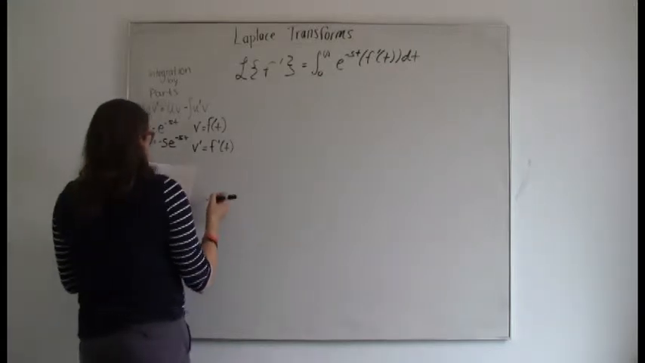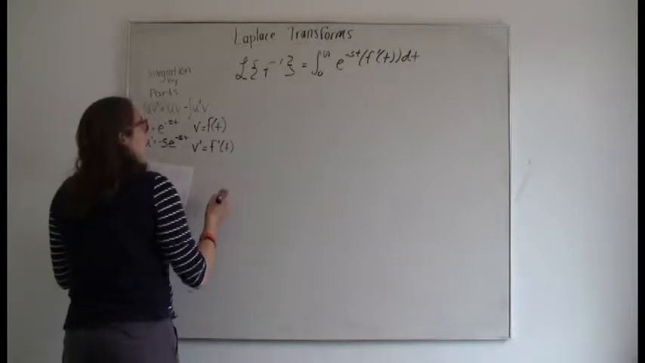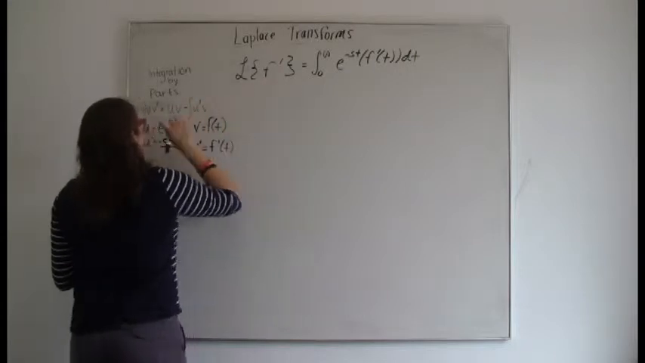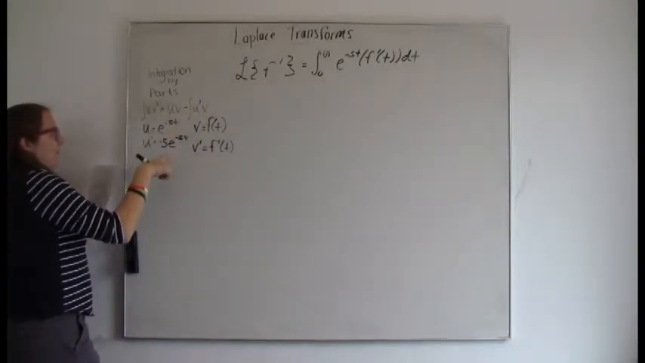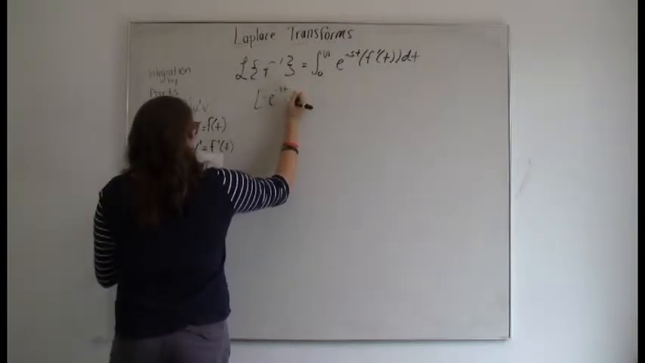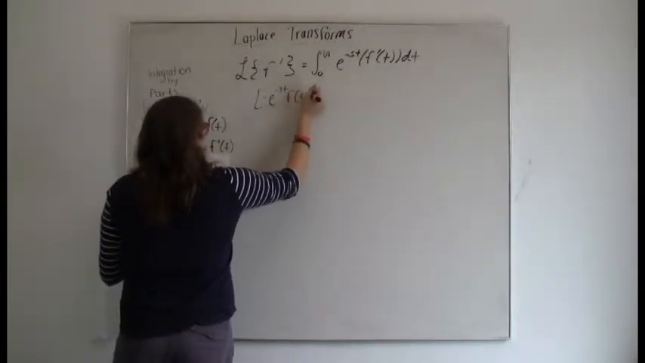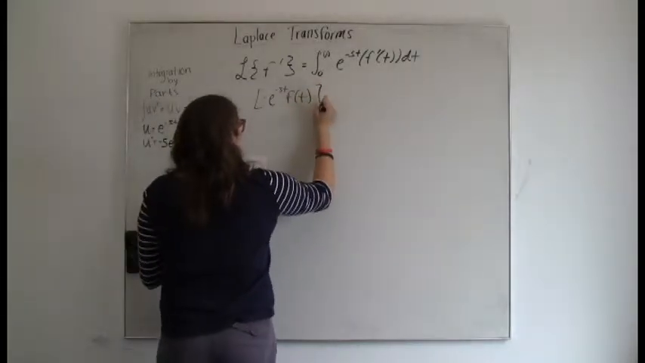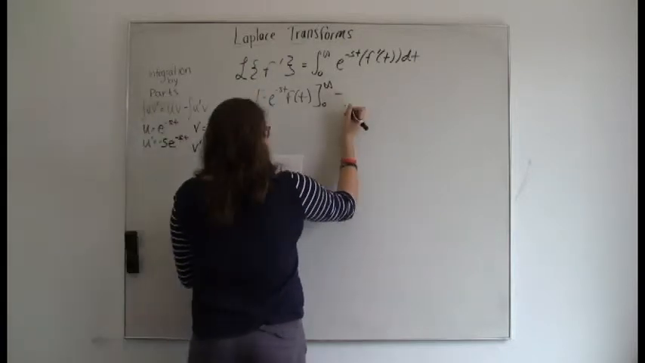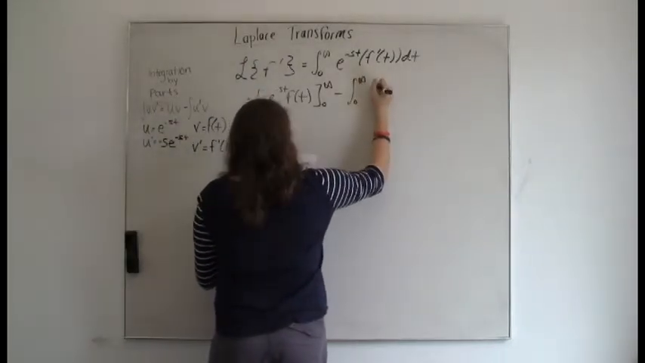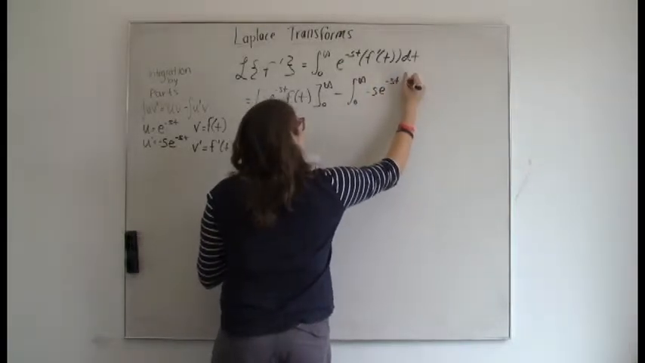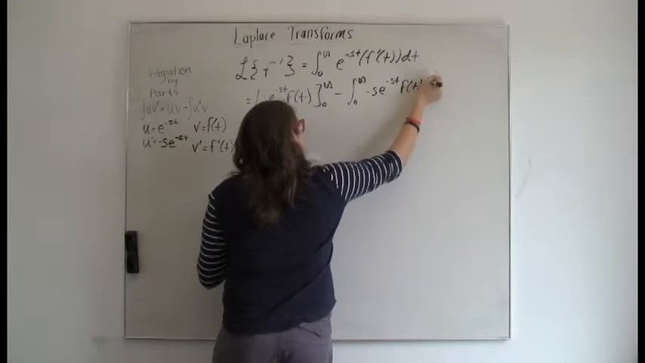So we have currently written the integral of uv prime. And so we know that this is equivalent to u times v, or e to the negative st, times f of t, which is v. And this will all be evaluated from 0 to infinity, eventually. And then subtract from that the integral from 0 to infinity of u prime v, which is, in this case, minus s e to the minus st times f of t dt.